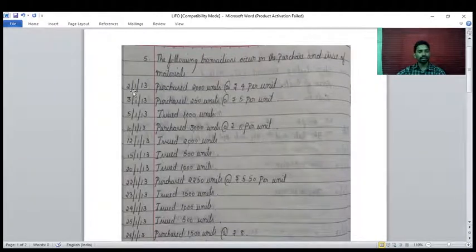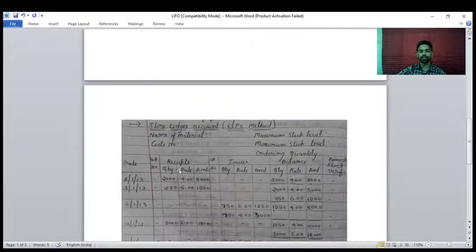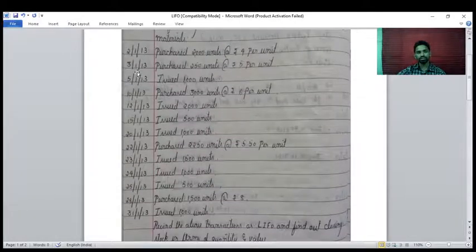On 2nd January 2013, purchased 2000 units at rupees 4 per unit. This is a purchase, so it will come under the receipts: 2000 quantity at the rate of 4, and the amount is rupees 8000. Now we have to maintain the balance on this date: 2000 quantity at the rate of 4, amount 8000.